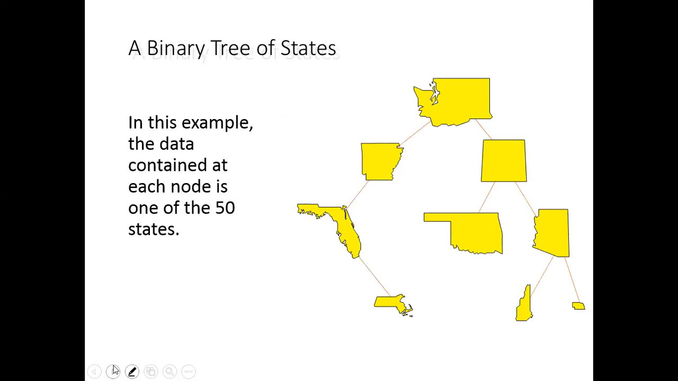Here's an example of a binary tree of states. This tree contains 50 states in total. Now we are going to represent these states in the form of a binary tree. If you can see, this is the root. After the root, this will be the left child and the right child, and each left child is further divided into another child.